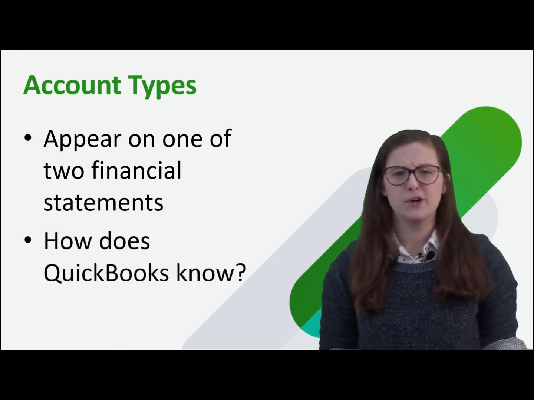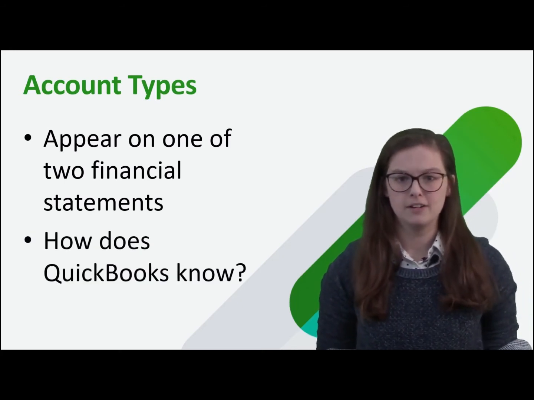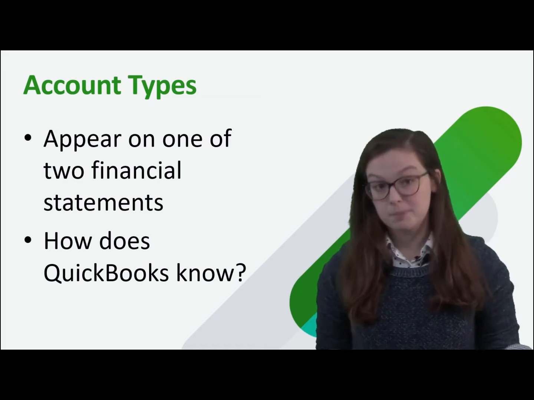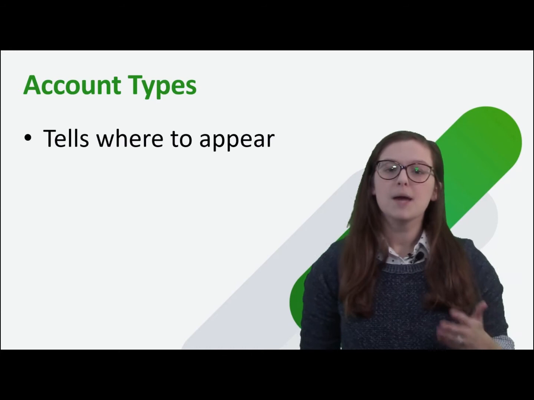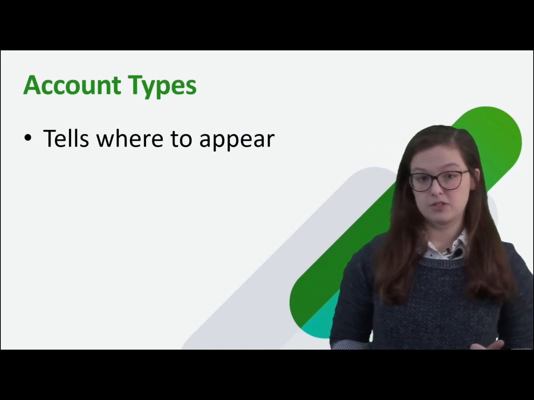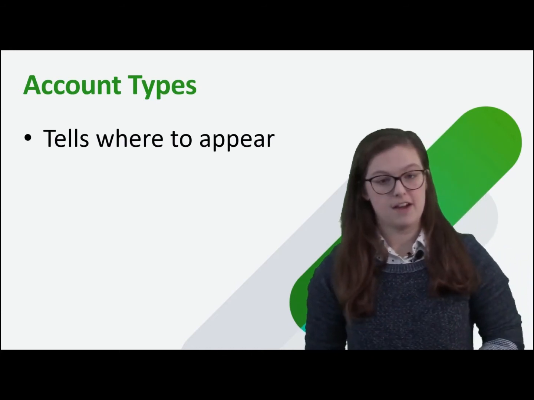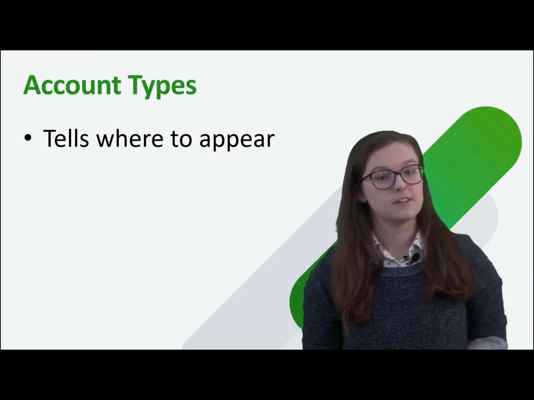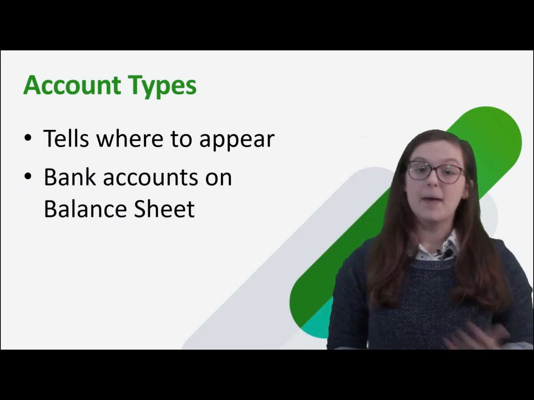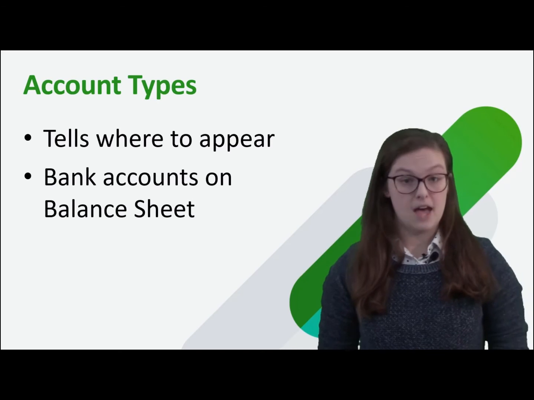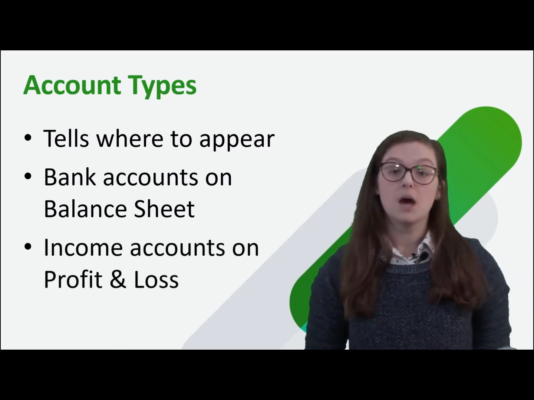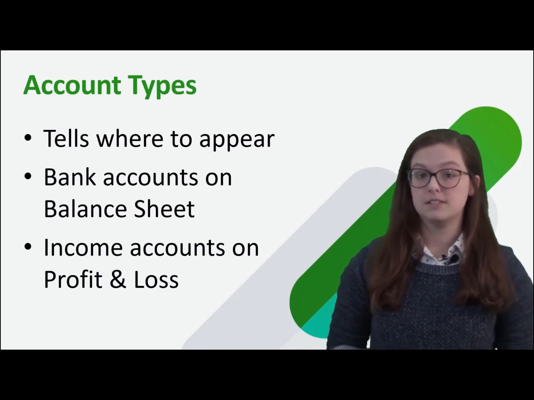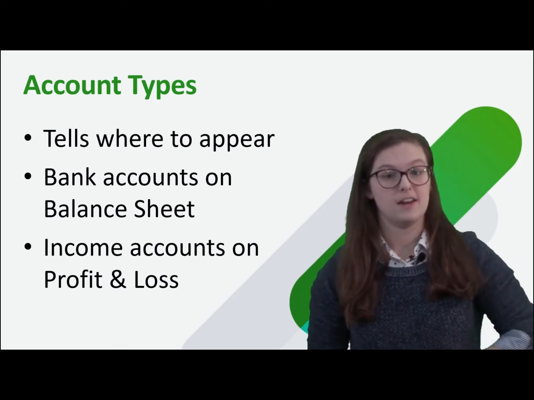How does QuickBooks know which financial statement to put the account on and at which specific place it should appear? By using account types. The account type tells QuickBooks which financial statement and where on that financial statement to place the account. For example, a bank type account appears on the balance sheet under the checking savings heading. Income accounts appear on the profit and loss statement under the income heading.